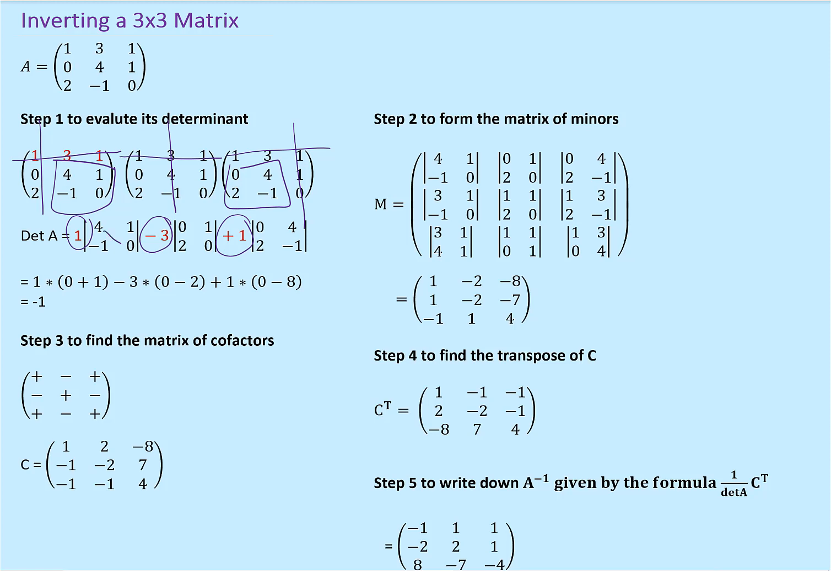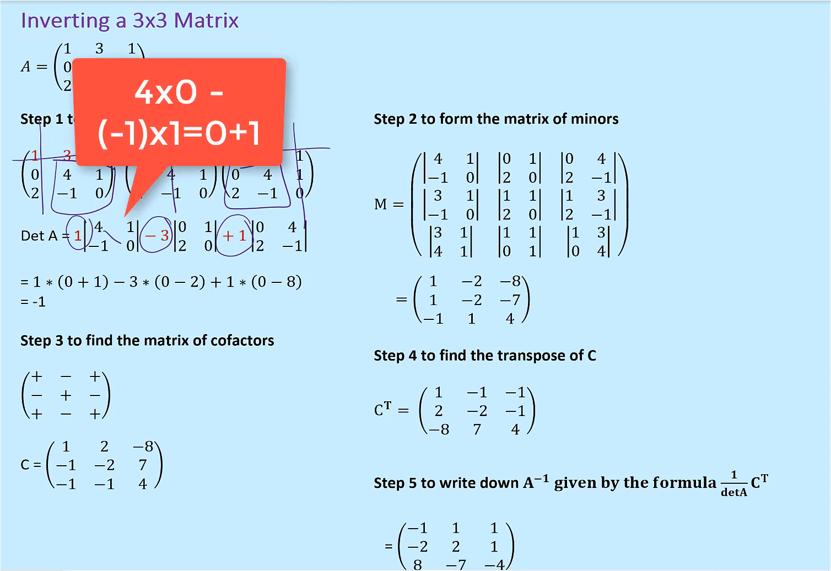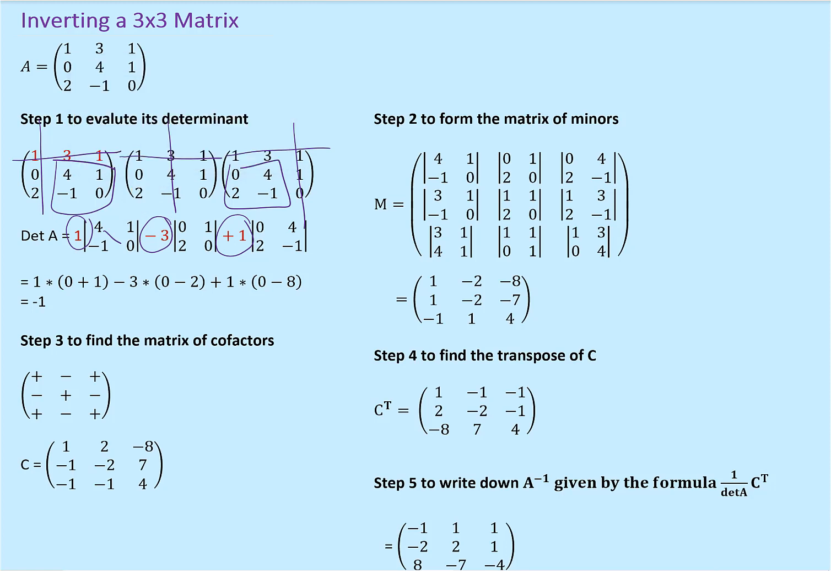So as we know, we do cross multiplication. To evaluate the first minor, here is 4 times 0, which is a 0. And then minus, always minus, 1 times -1 is now become a +1. And then the second minor is 0 times 0, which is a 0. Take away 1 times 2, which is -2.